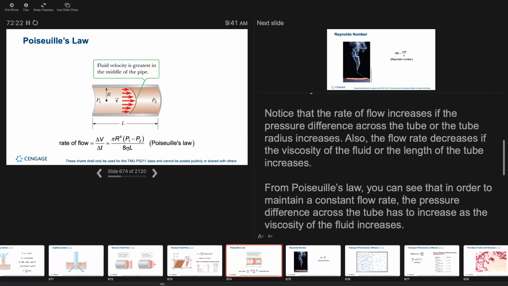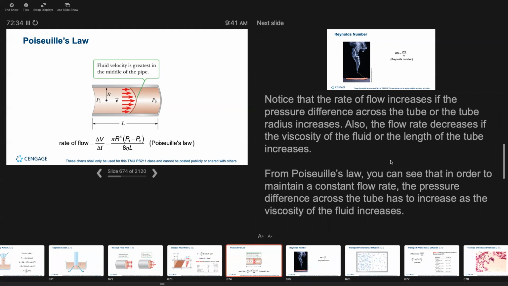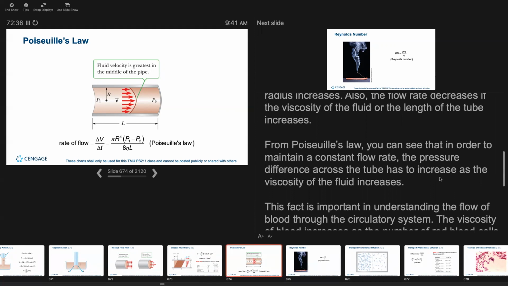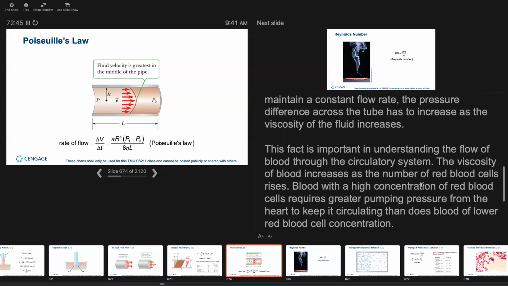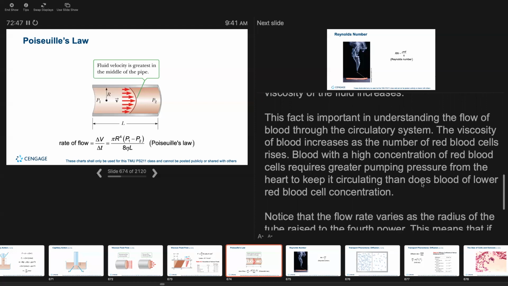We can notice that the rate of flow increases if the pressure difference across a tube or the tube radius increases. Also, the flow rate decreases if the viscosity of the fluid or the length of the tube increases. From Poiseuille's law, you can see that in order to maintain a constant flow rate, the pressure difference across a tube has to increase as the viscosity of the fluid increases. This fact is important in understanding the flow of blood through the circulatory system.